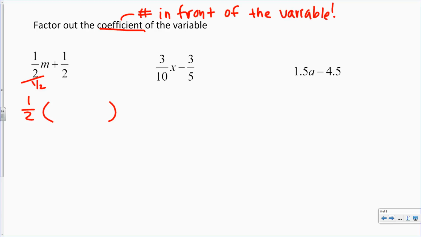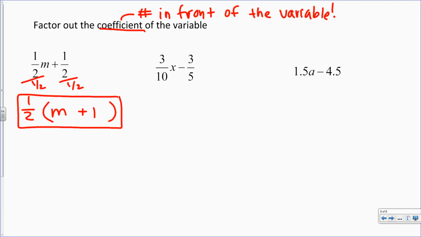So really you're dividing each thing by 1/2. Well, 1/2 divided by 1/2 is just 1. So that becomes 1m. And again, 1/2 divided by 1/2 is 1. So this is the factored form. You undistribute that 1/2. Let's look at the next one.